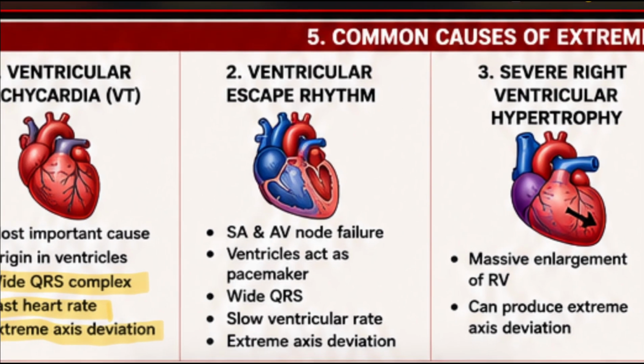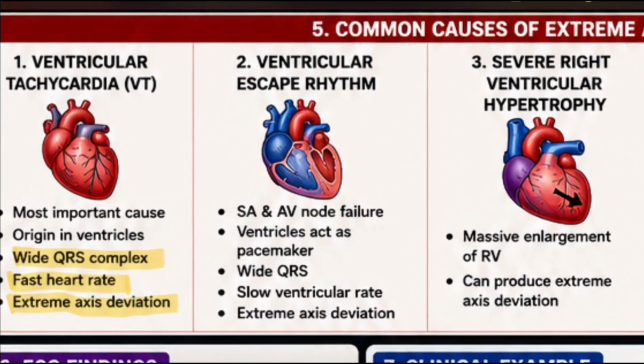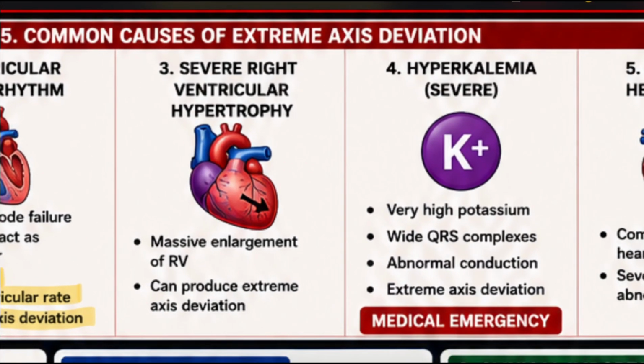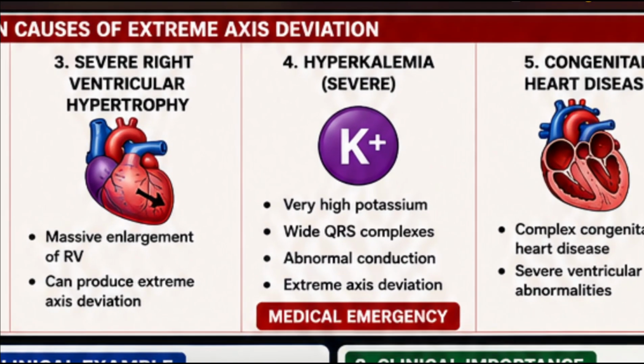Next is ventricular escape rhythm. Ventricular escape rhythm occurs when the SA node and AV node have failed, so the ventricles become the pacemaker. This often produces a wide QRS, slow ventricular rate, and extreme axis deviation. Next is severe right ventricular hypertrophy.